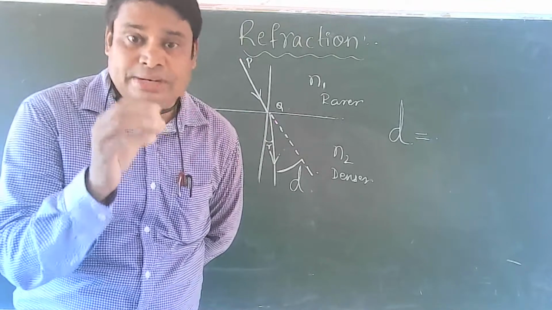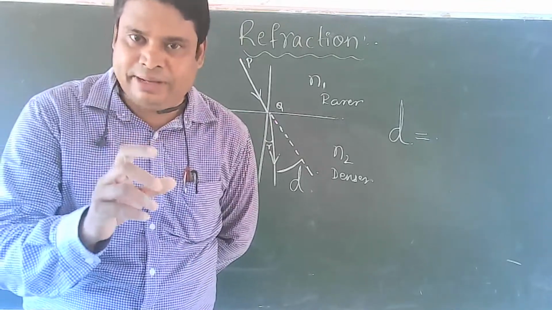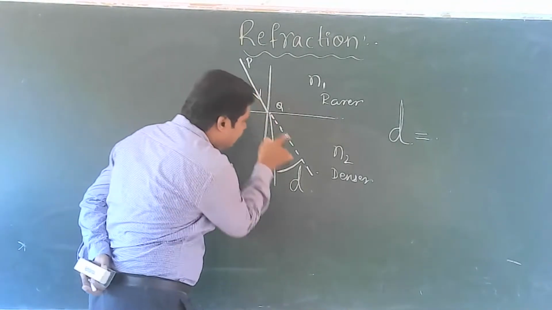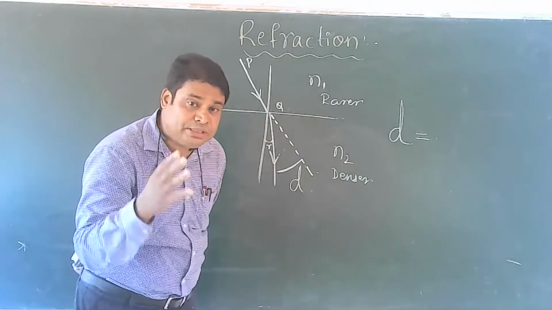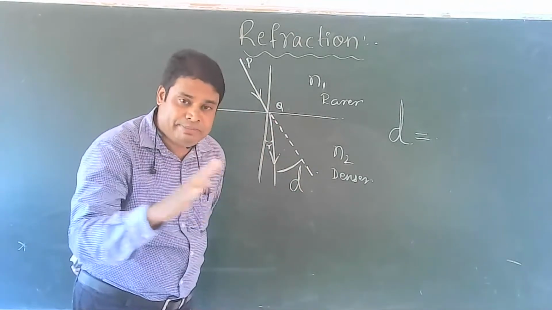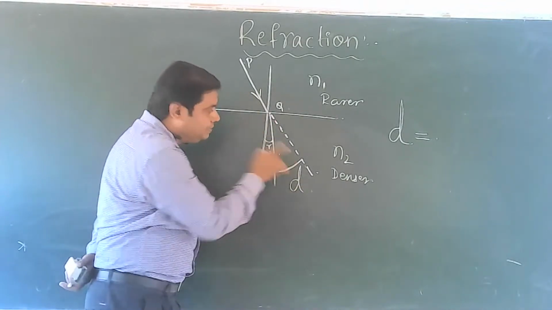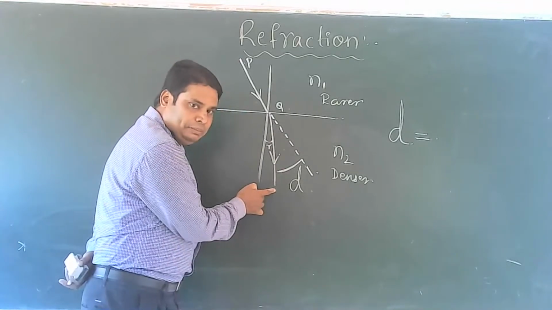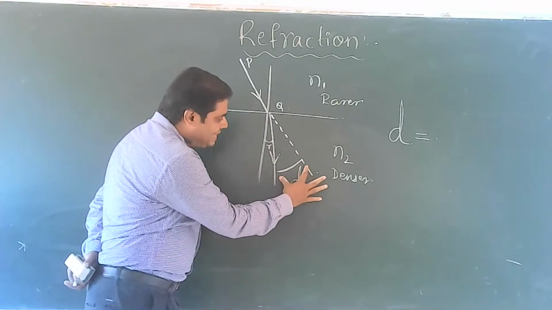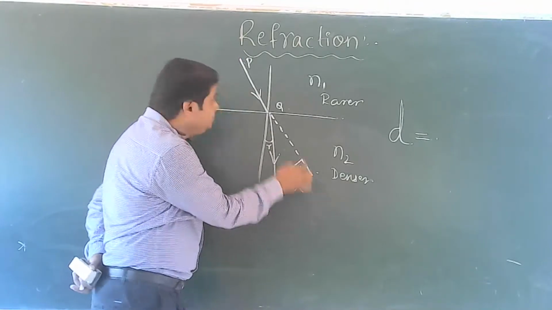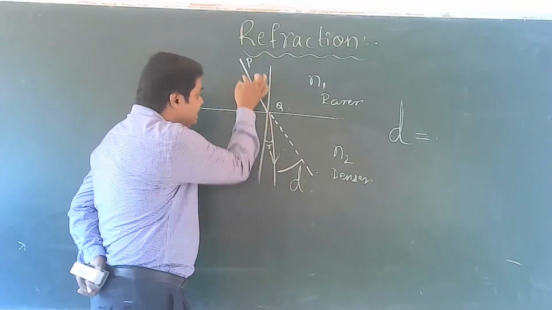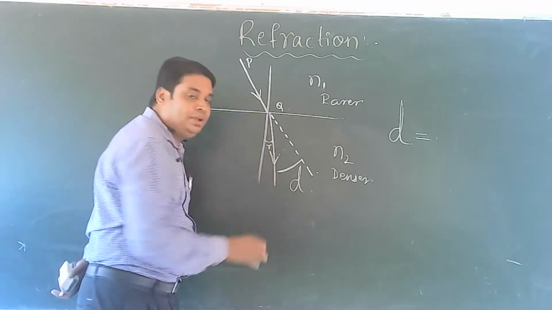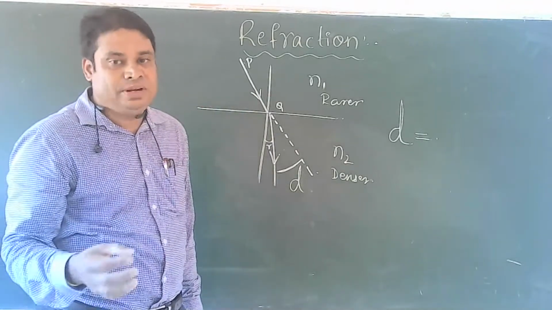Deviation is defined as the angle between the incident ray extended and the refracted ray. Imagine in the absence of second medium, this will be the path of incident ray. But due to presence of second medium, this is the actual path now taken. So there is some difference between the incident ray extended and the refracted ray, which is called deviation.